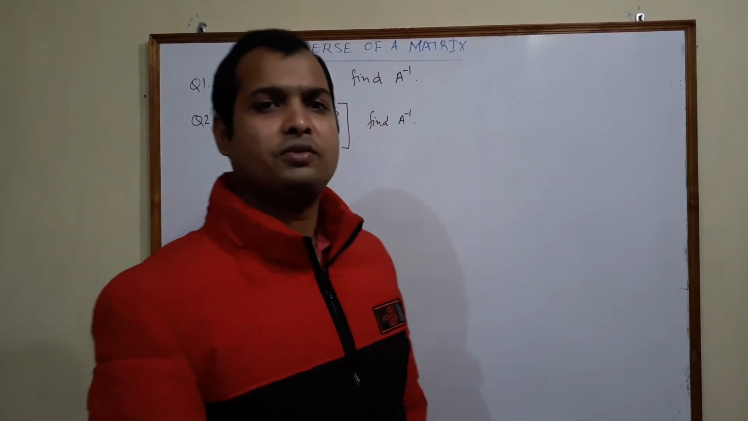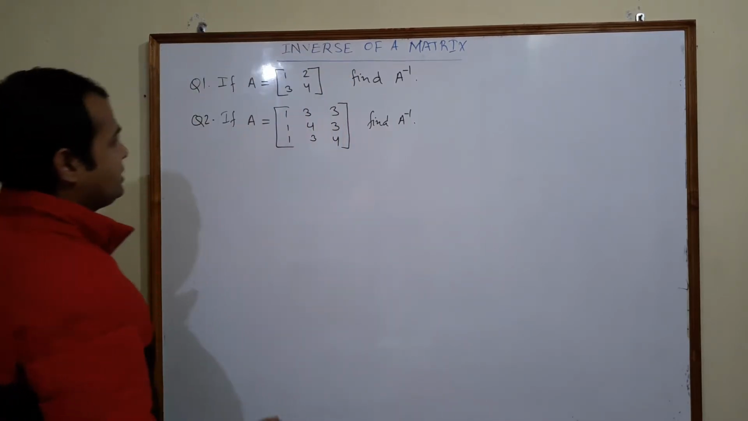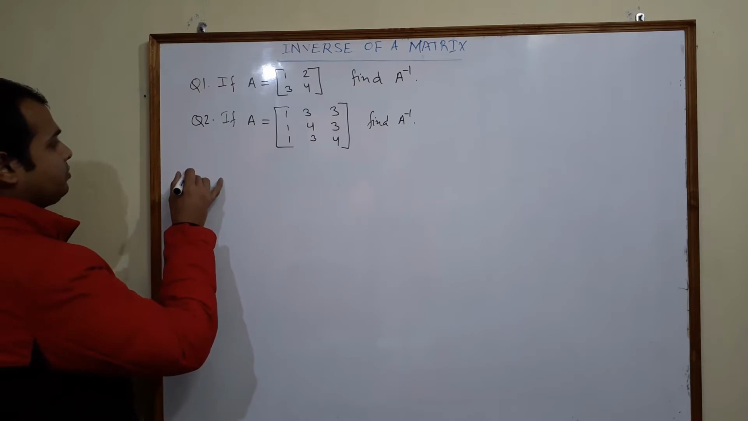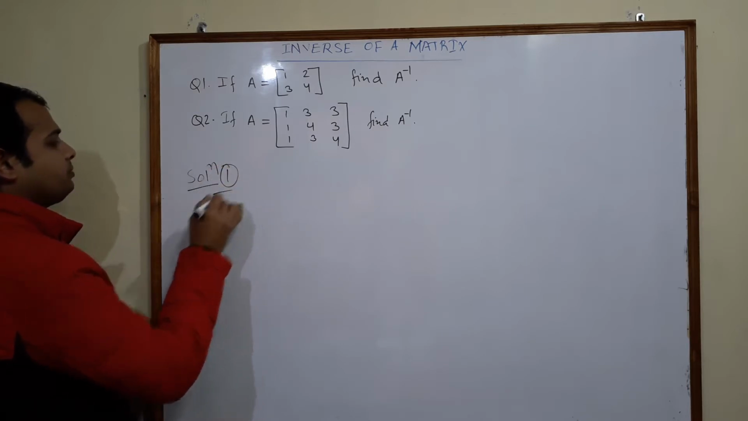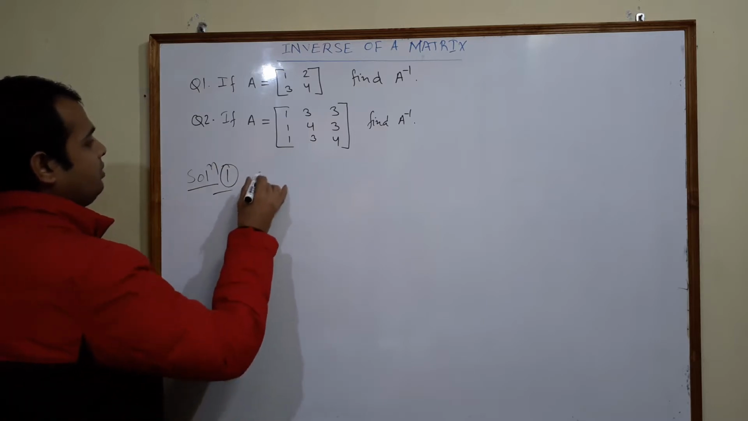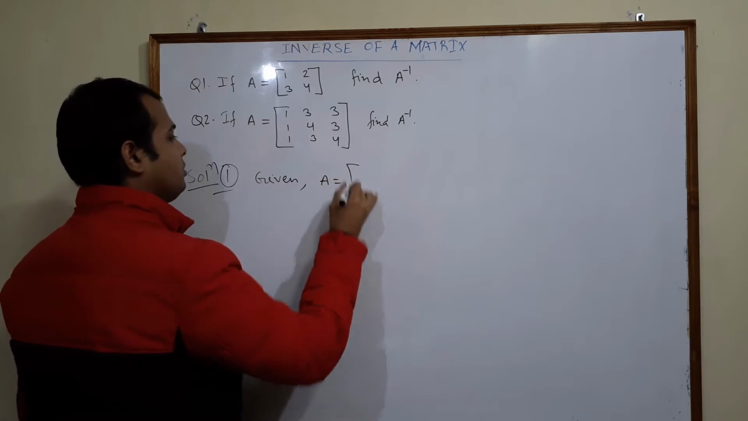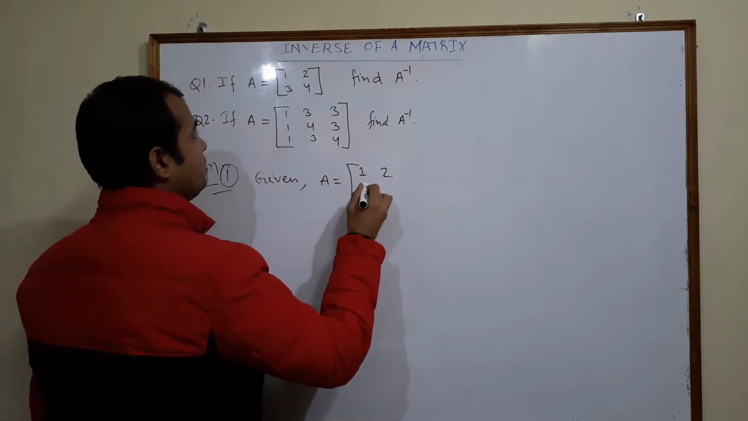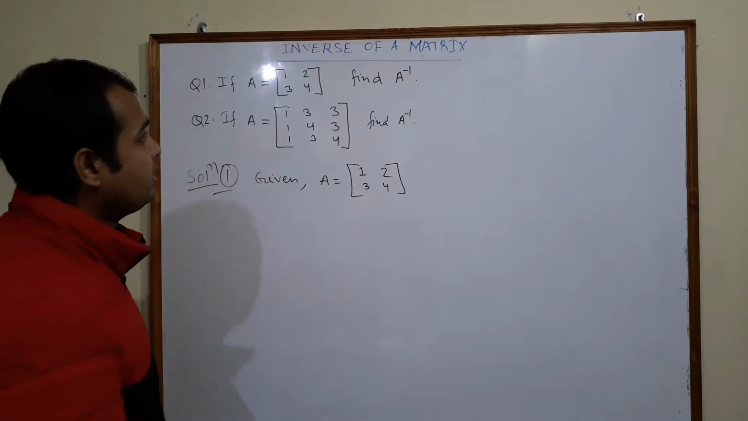Okay, so let us see a few questions on inverse of a matrix. So first one is, solution for the first one. Okay, here given A is equal to this, we have to find A inverse.